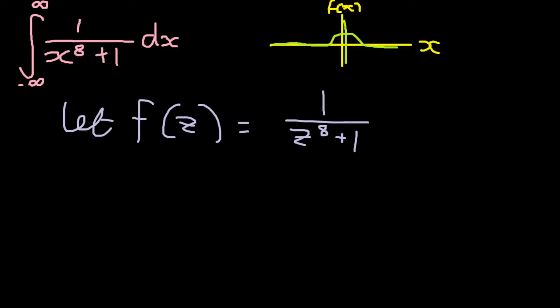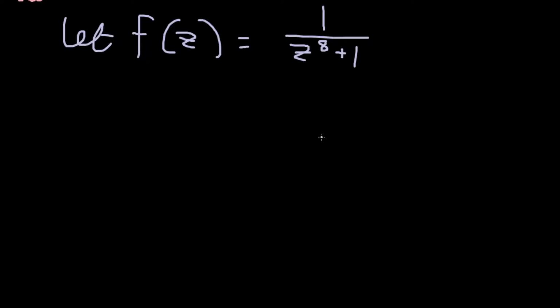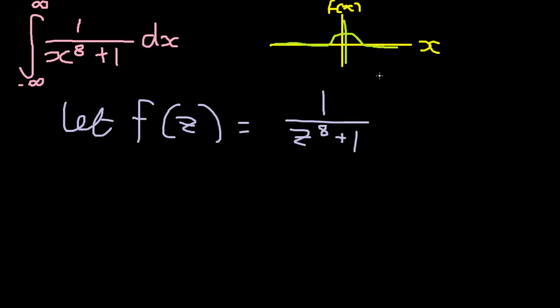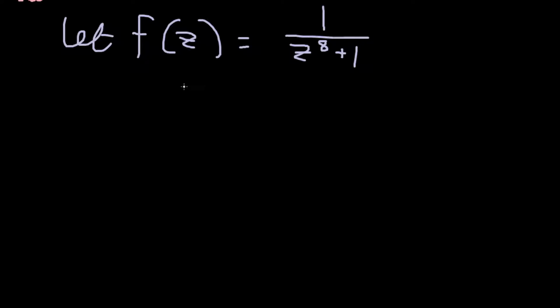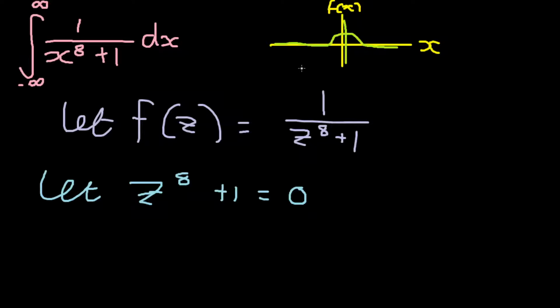Okay, and we want to find the singularities of this function, otherwise known as the values for which this goes up to infinity or negative infinity. Basically the values for which this is undefined. So we're going to let z to the 8th power plus 1 equal 0, because when this denominator is 0, this is going to be undefined.